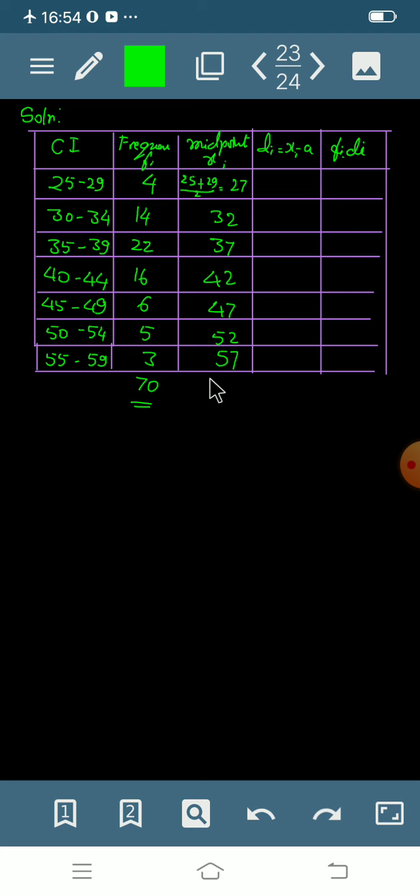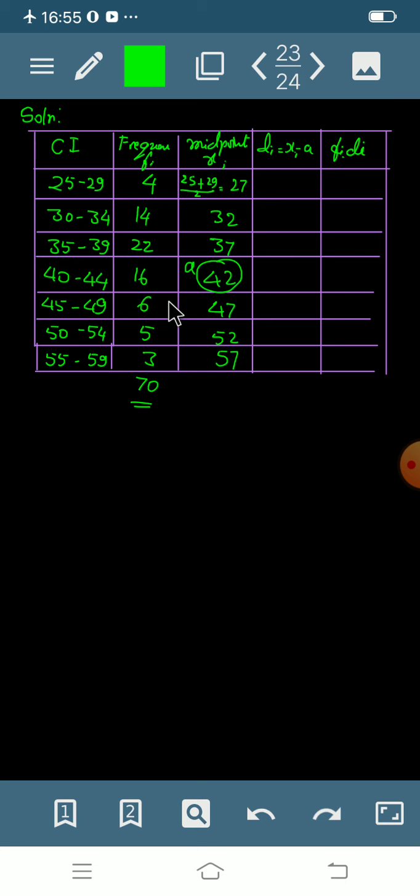Now we have to assume a mean. Now we have the numbers 27, 32, 37, 42, 47, 52, 57. Out of these numbers, we have to assume one number that stands for assumed mean. I select this 42 as assumed mean A.